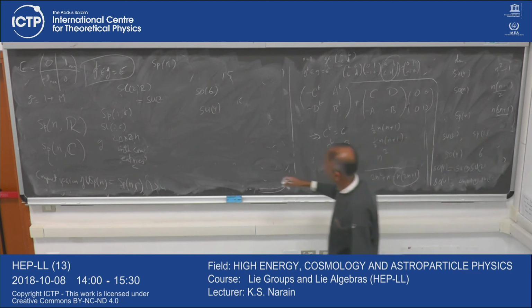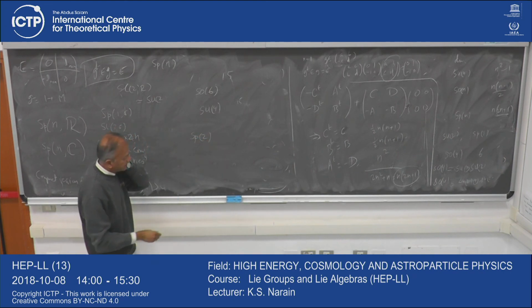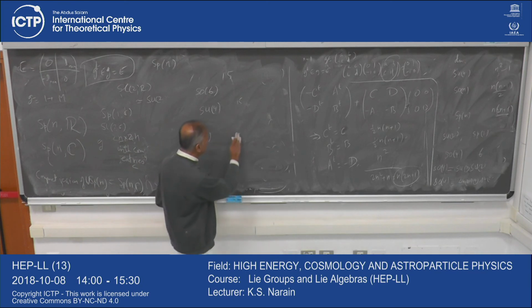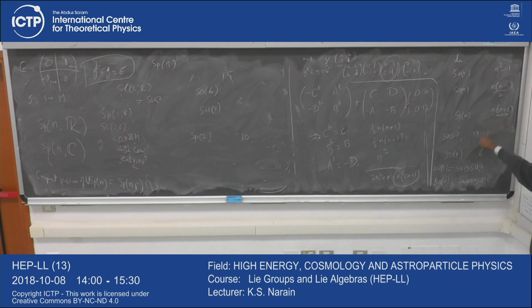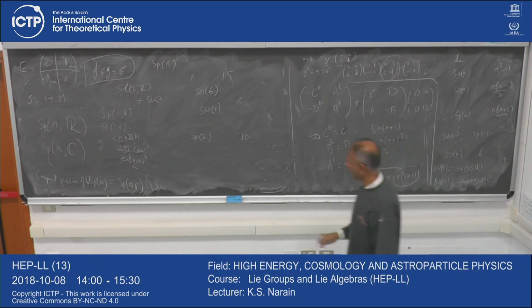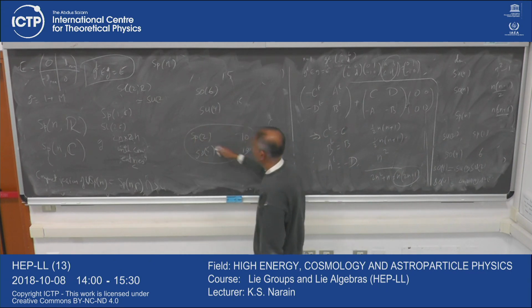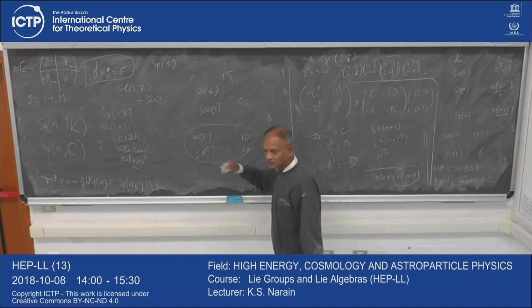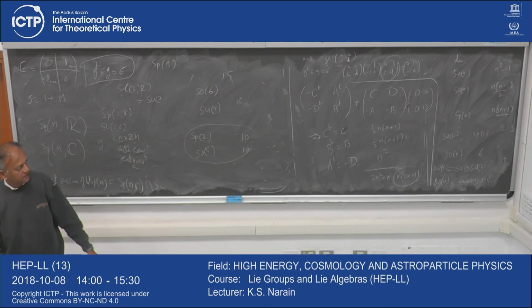And then finally, if you look at SP2, which has dimension, is it 5? No, sorry, 2 times 5, which is 10. The dimension is 10. And SO5 also has dimension 10. Again, these two algebras are isomorphic. But at the group level, again, this is a double cover of SO5. So there are a lot of such questions.